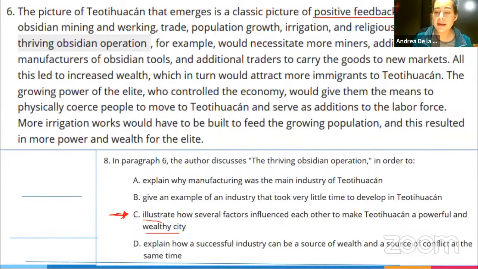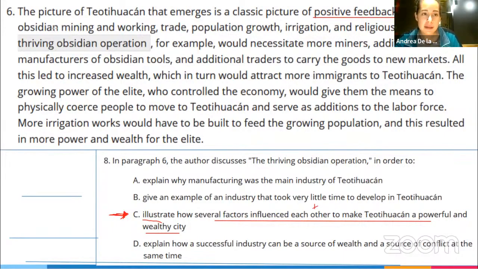If you understand the main idea of the paragraph, you will be able to answer all of these purpose questions, because the main idea of the paragraph will always be the object. Remember, I told you, right? You have to, first of all, have the right verb and then have the right object in your answer. The main idea will always be the object. And as you can see in option C, that's true, right? Because it says illustrate how several factors influenced each other to make Teotihuacan a powerful and wealthy city. That is the main idea of the paragraph.